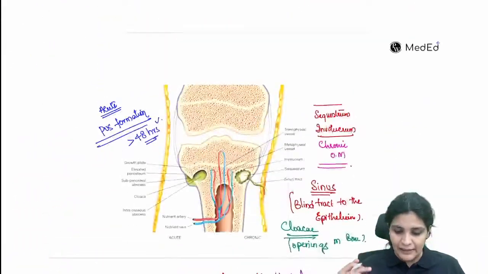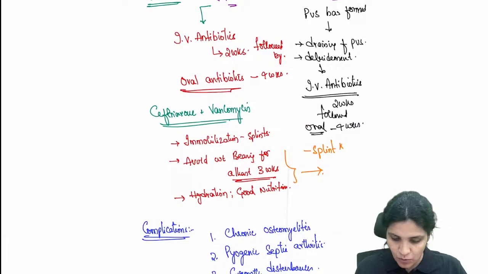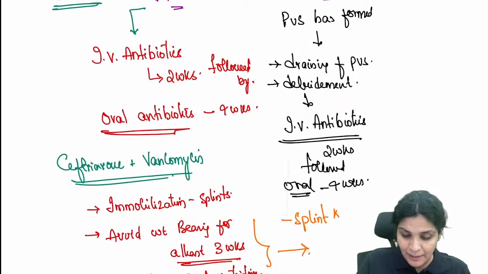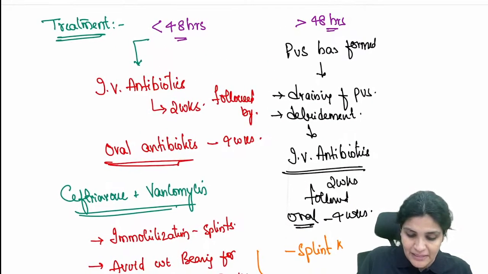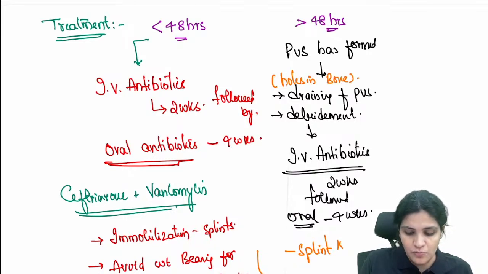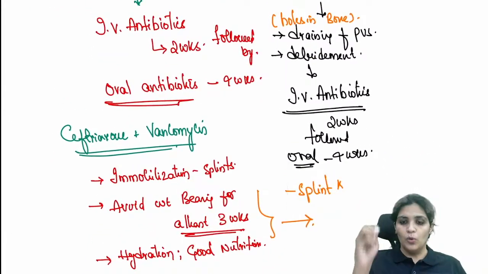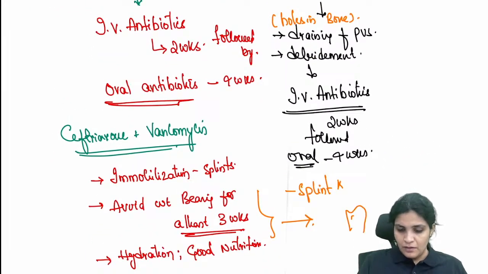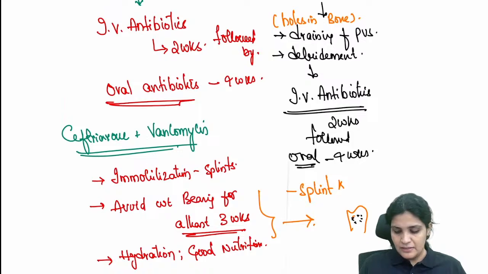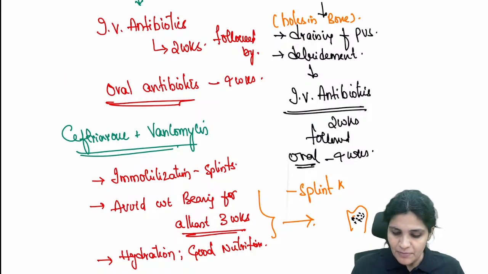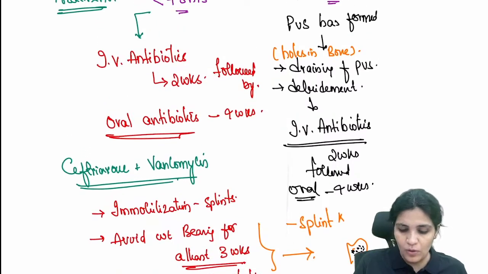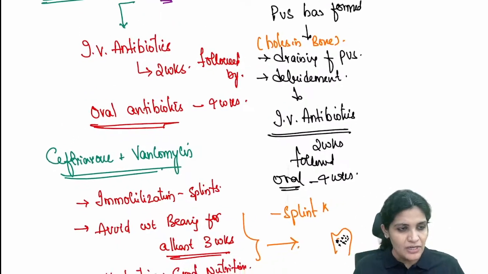And in case of acute osteomyelitis, what I told you, draining of the pus and debridement, no? This draining of the pus can be done by making holes. So multiple drill holes we will make in the bone. If this is your bone, we will make multiple holes in that bone, so that the pressure is decreased and whatever pus is there is drained. Sometimes we can make a single big hole and drain the pus, right? So that is for acute.